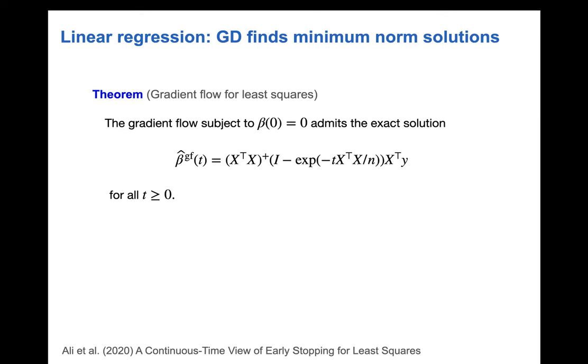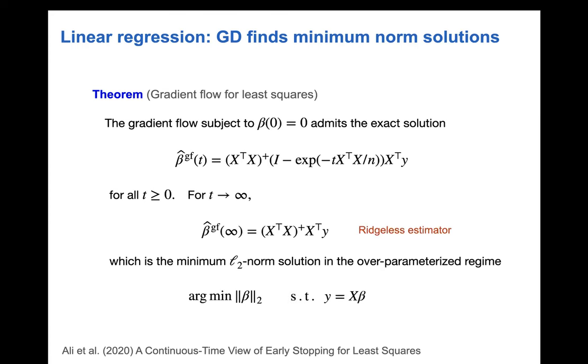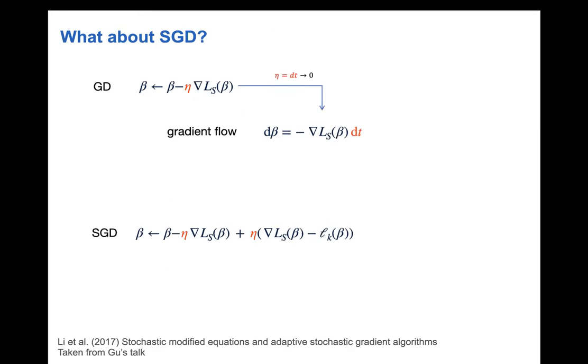If I just ignore the middle term, this is exactly the ordinary least squares estimator if my sample size is larger than the dimensionality. And this also corresponds to t goes to infinity. If my time goes to infinity, if I run this algorithm forever, then my gradient flow estimator takes the following form. This is called the ridgeless estimator. This is exactly the minimum L2 norm solution in the overparameterized regime. In the underparameterized regime, this corresponds to the ordinary least squares estimator. So you can prove this by using simple linear algebra.